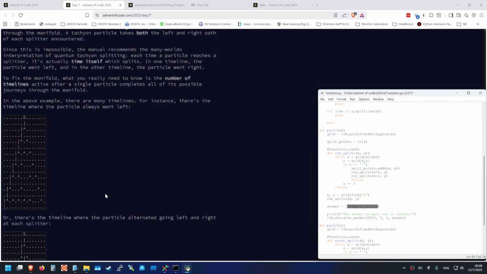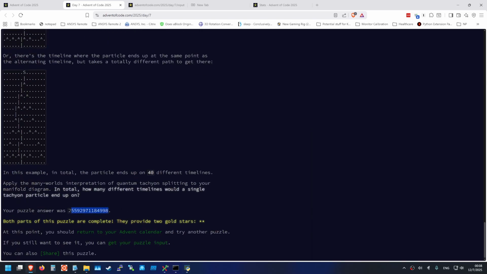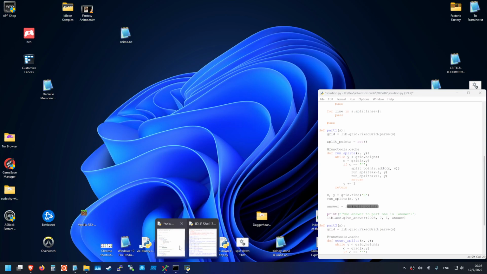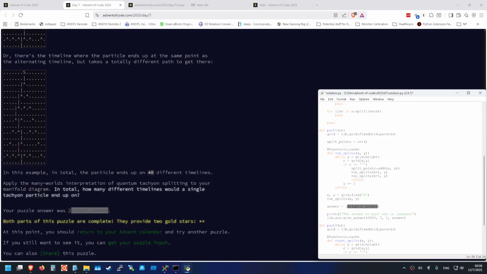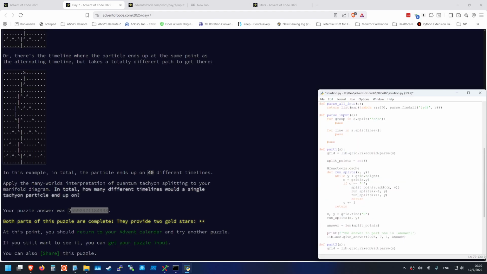In part two, we see why we want to memoize because there are a lot of paths. And if we had to run through all of these paths manually, that would be kind of ridiculous. So yeah, this is what I was trying to do initially, and got the completely wrong answer for part one, but it's very, very similar.